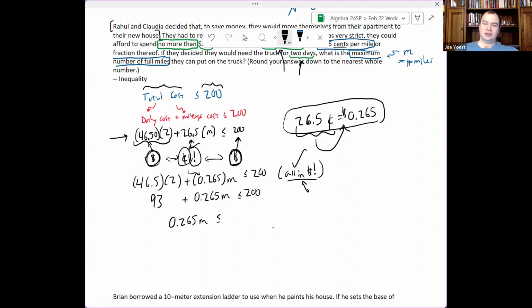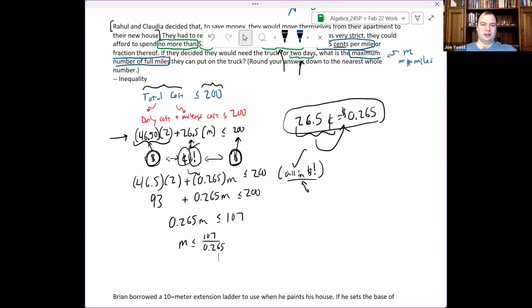200 minus 93 is 107. And then I want to isolate the variable. I'm going to divide by positive 0.265. The inequality stays the same way.